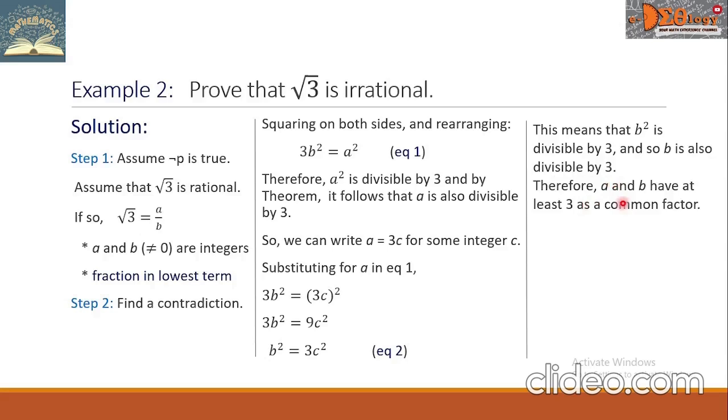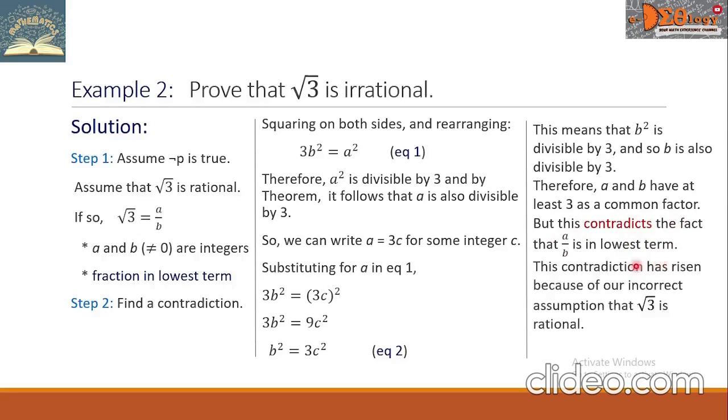Therefore, a and b have at least the number 3 as a common factor. But this contradicts the fact that a over b is in lowest terms. This contradiction has arisen because of our incorrect assumption that the square root of 3 is rational. So we conclude that the square root of 3 is irrational.